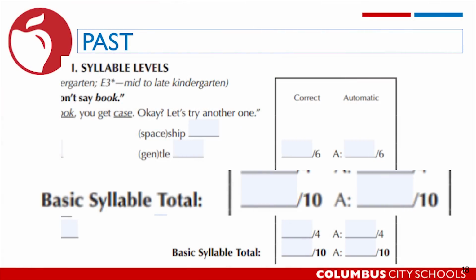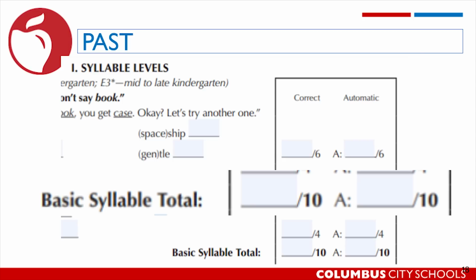Once you have discontinued the test, add up the number of correct and automatic answers for each level. A level is considered passed if at least 4 out of the 5 items are correct. A level is considered automatic if at least 4 out of the 5 items are answered automatically or with a check plus. Levels with 3 out of 5 or fewer are not considered passed.